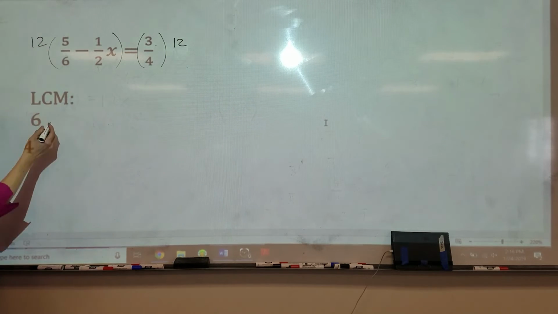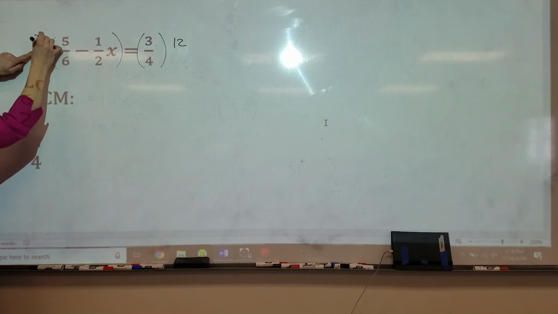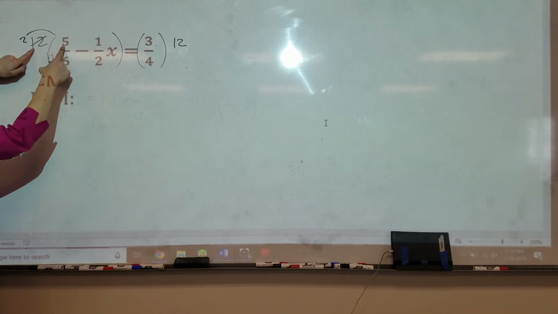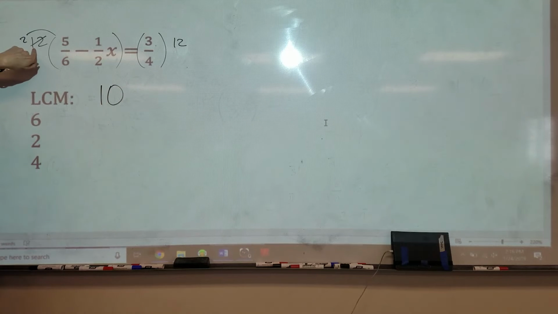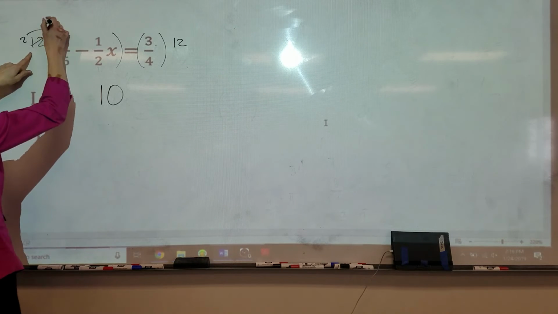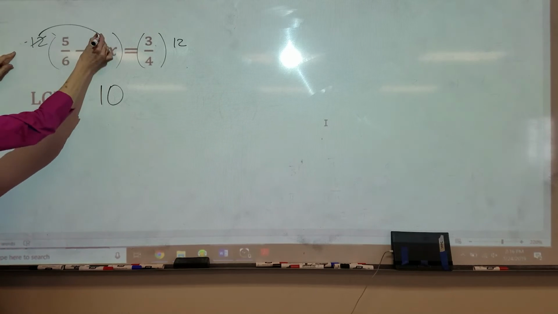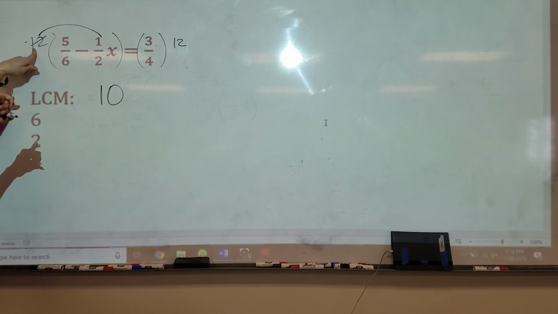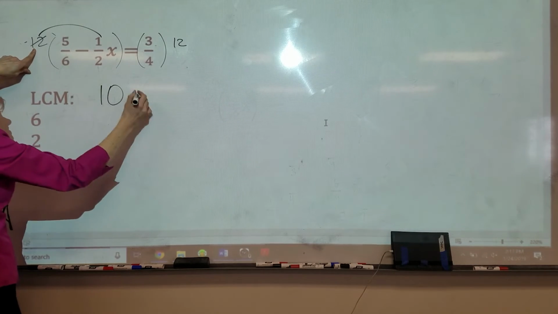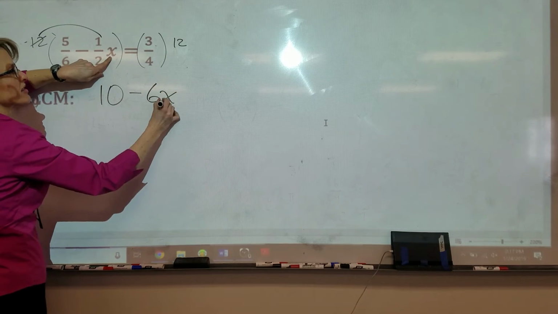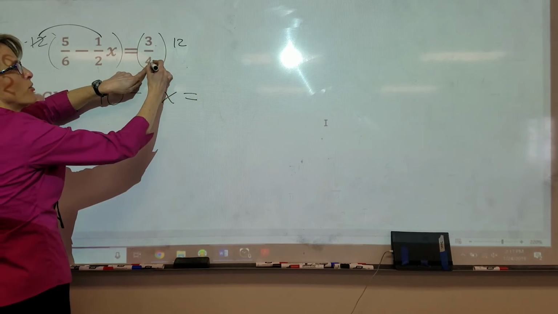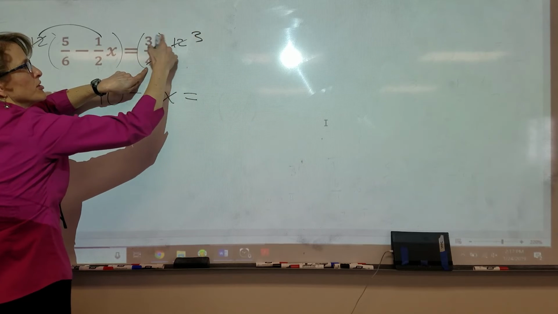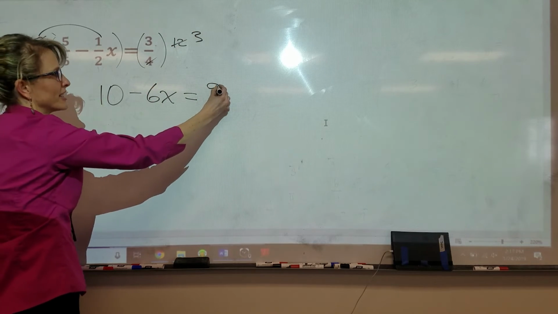Times everything by 12. If you want to go like this, 6 and 12 gives you a 2, so it's going to be 2 times 5. That's 10. Give me a nod if you got a 10 for your first term. Most of you did. Okay, good. And then now we're going to go 12 times half. Can we just take half of 12? Which would be 6. It's minus, so minus 6, copy your x, copy your equal sign. And then 4 into 12, that's going to go 3 times. 3 times 3 is 9.